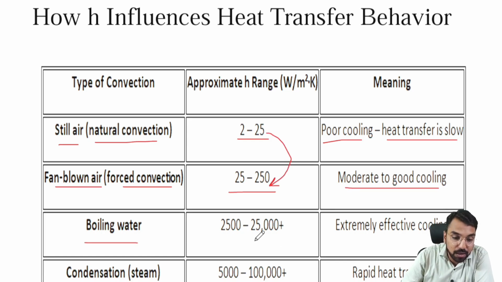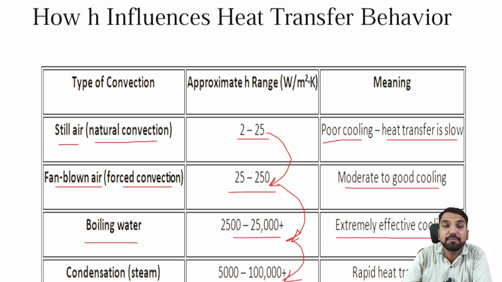For boiling water, as we have seen in the earlier tabular form, the H value will be more and we can get extremely effective cooling. For condensation of steam, we have seen in the last table that the H value is highest, and we can achieve rapid heat transfer. That's why in condensation of steam, the cooling towers, I gave that example of evaporative cooling in the first lecture. With evaporative cooling, we can achieve rapid heat transfer for our power plants.